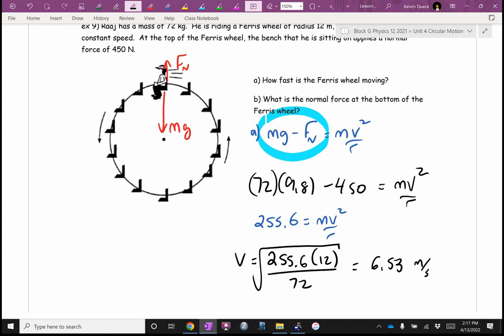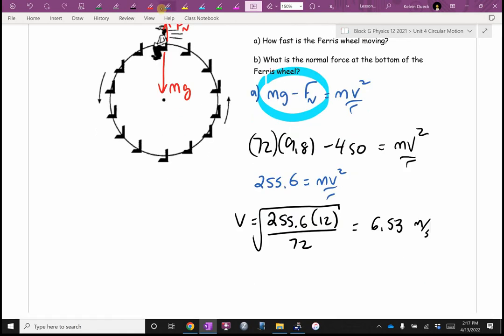George, what's B want me to find? No, Owen, who's waking up now. Owen, what's B want me to find? Where? Ah, you know what this is a good job for? What are the forces at the bottom, Owen?